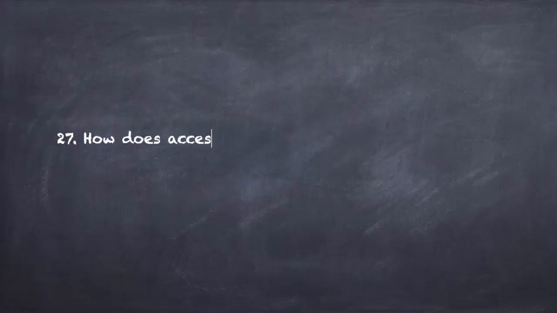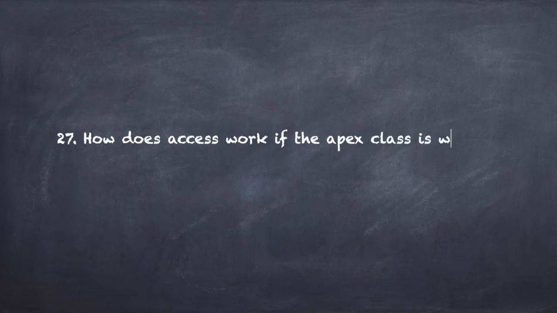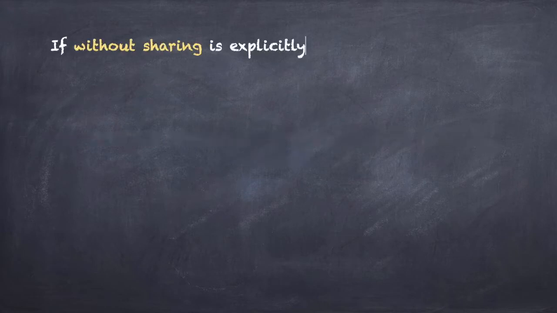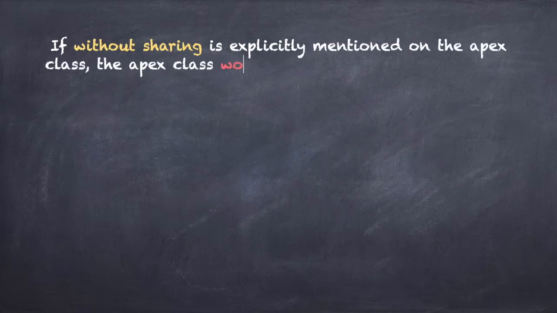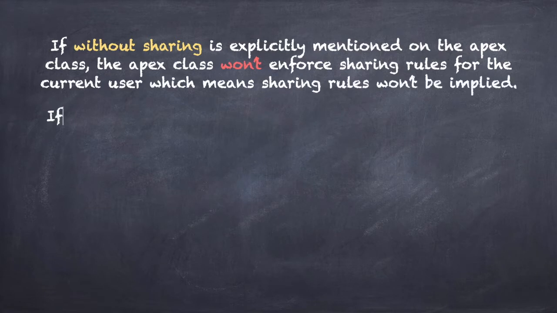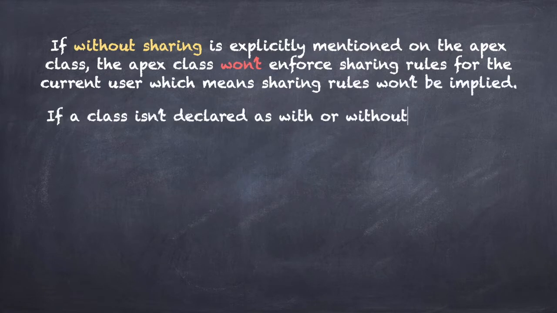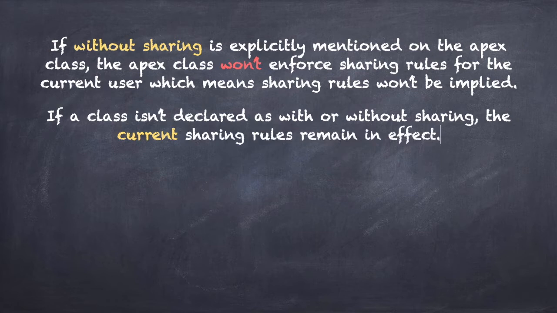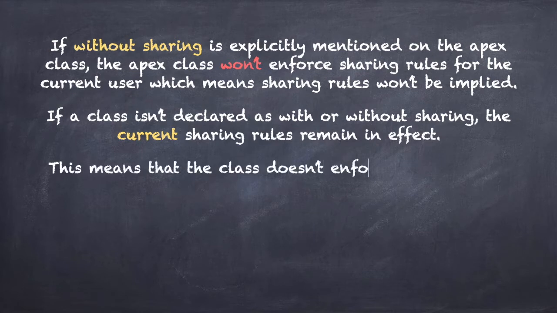Question number 27. How does access work if the Apex class is without sharing? So if without sharing is explicitly mentioned on the Apex class, the Apex class won't enforce sharing rules for the current user, which means sharing rules won't be implied. So if a class is not declared as with or without sharing, the current sharing rules remain in effect.